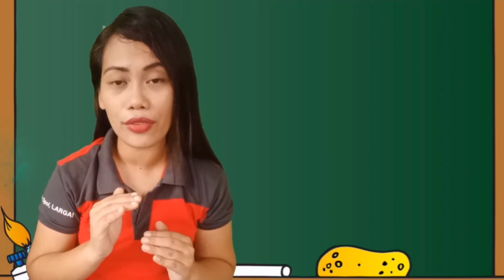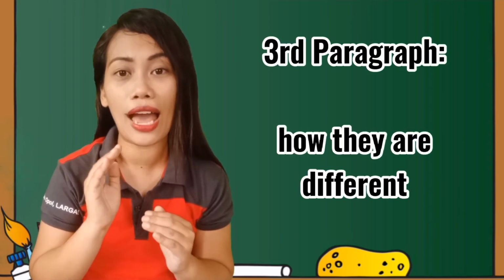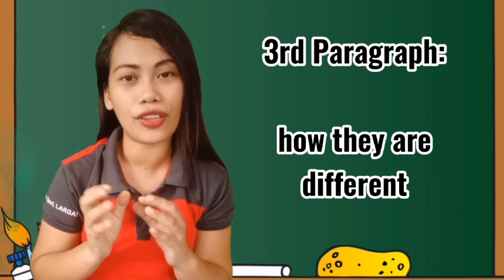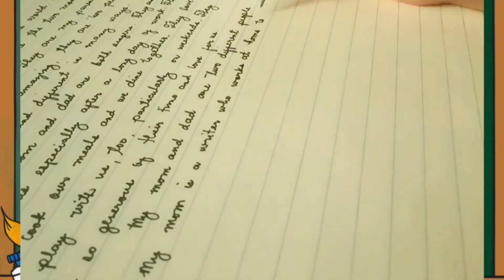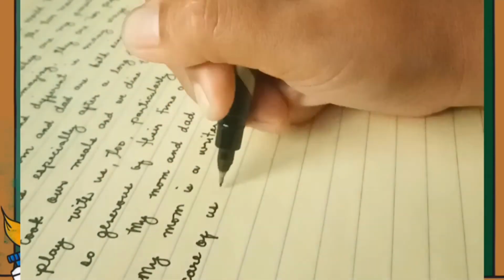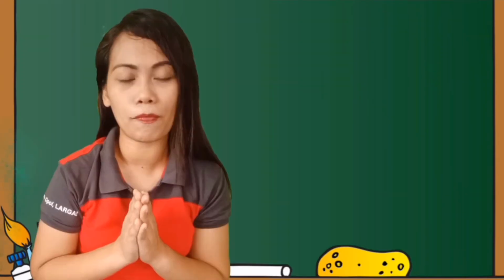And third paragraph will be about how they are different from each other. So you can enumerate things there that they don't do together or things that they are just really different about.